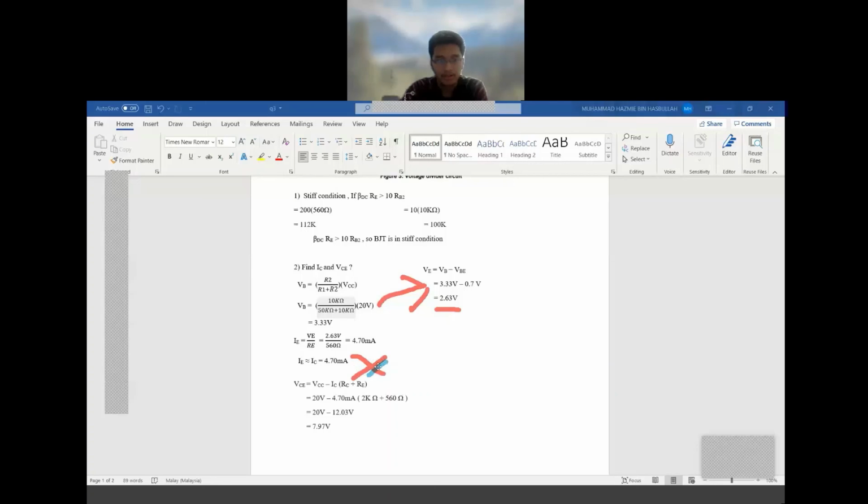So next we find VCE. VCE is VCC minus IC open bracket RC plus RE: 20 volt minus 4.7 milliampere open bracket 2k ohm plus 560 ohm. So 20 minus 12.03, we can get 7.97. This is the value for VCE. Okay, that's all. Thank you.